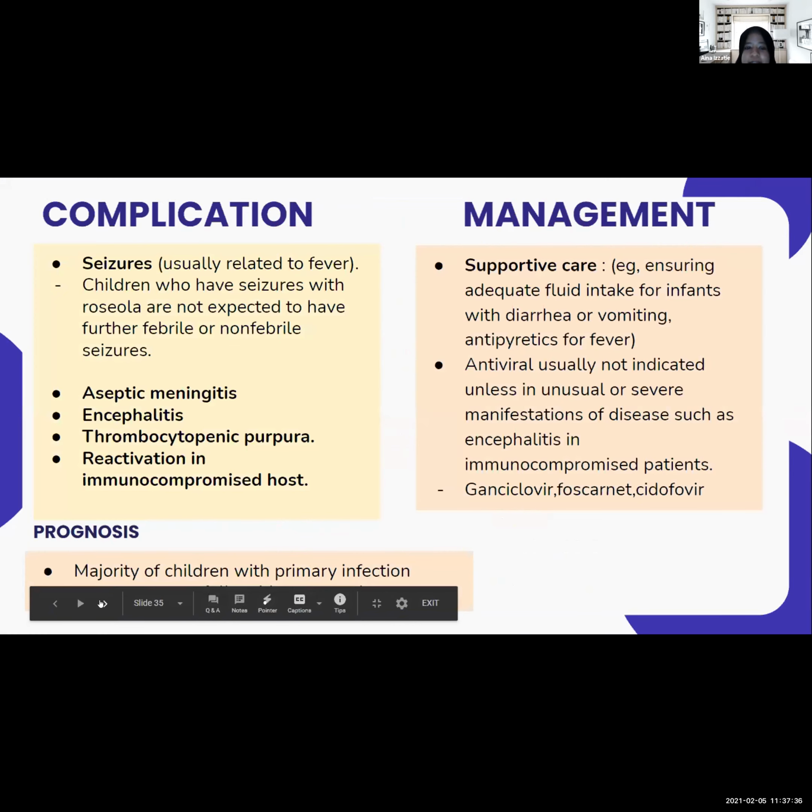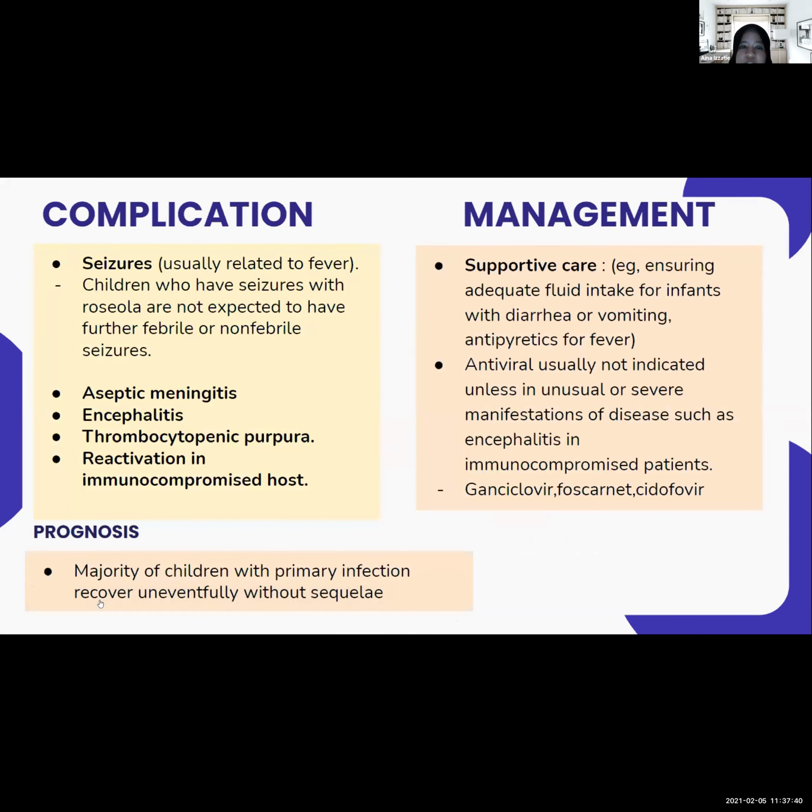Next, the complications. The first one is seizures. But it is usually rare, it only occurs once, and the patient is not expected to have further febrile or non-febrile seizures. Patients can also have aseptic meningitis, encephalitis, thrombocytopenic purpura, and reactivation in immunocompromised hosts.